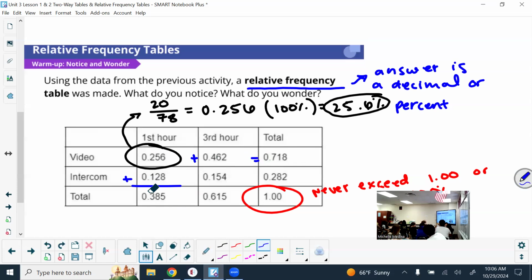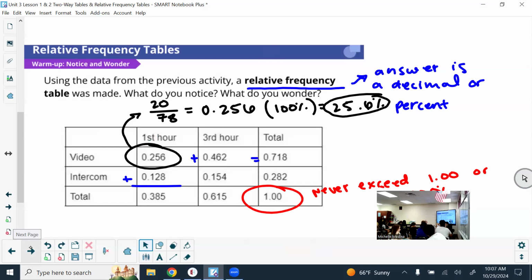All right, but any questions? Anyone have anything else to add? All right, and this kind of gives us another way to say what's the most popular of the options. So based on this situation, it looks like they should have video announcements during third hour. That seems to be the more preferred method out of all the other ones. All right, questions on this one? All right, good.